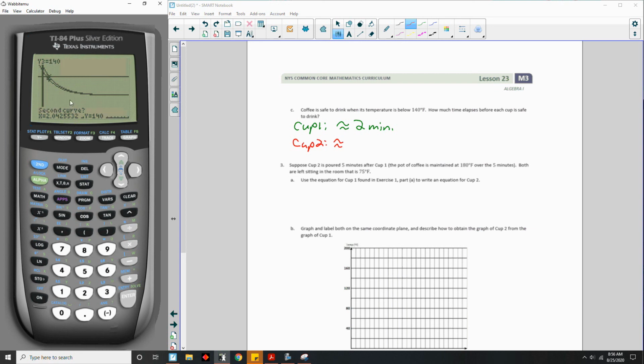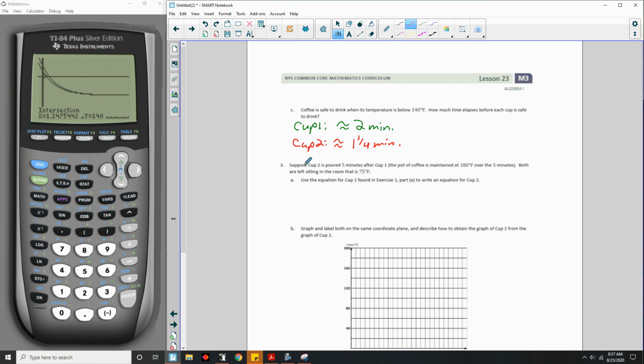Now it says second curve. Well, I want it to be y3, 140, so I hit enter. And then it says guess, you hit enter again, and it gives you the time of intersection, 1.24 minutes. So about 1.25 minutes. So 1 1/4 minutes, which is 1 minute 15 seconds, approximately.